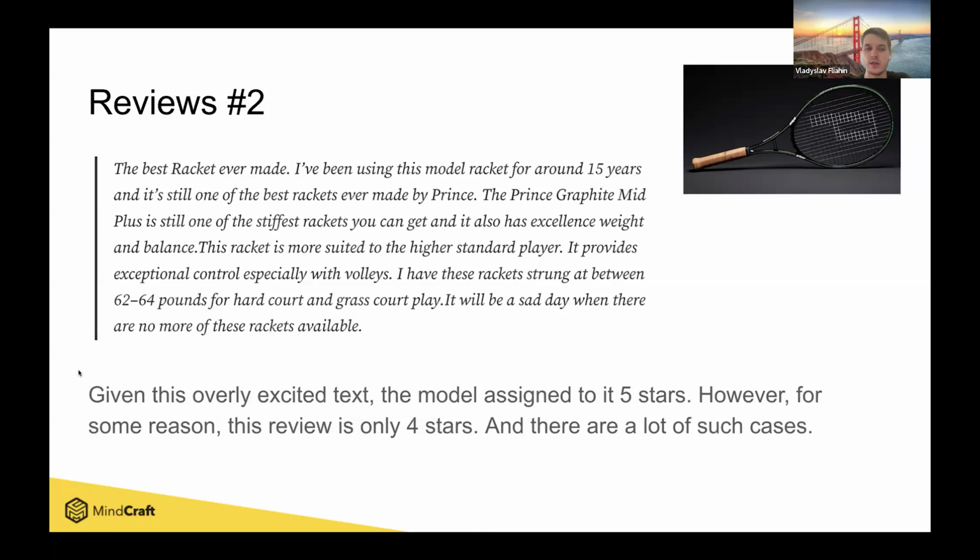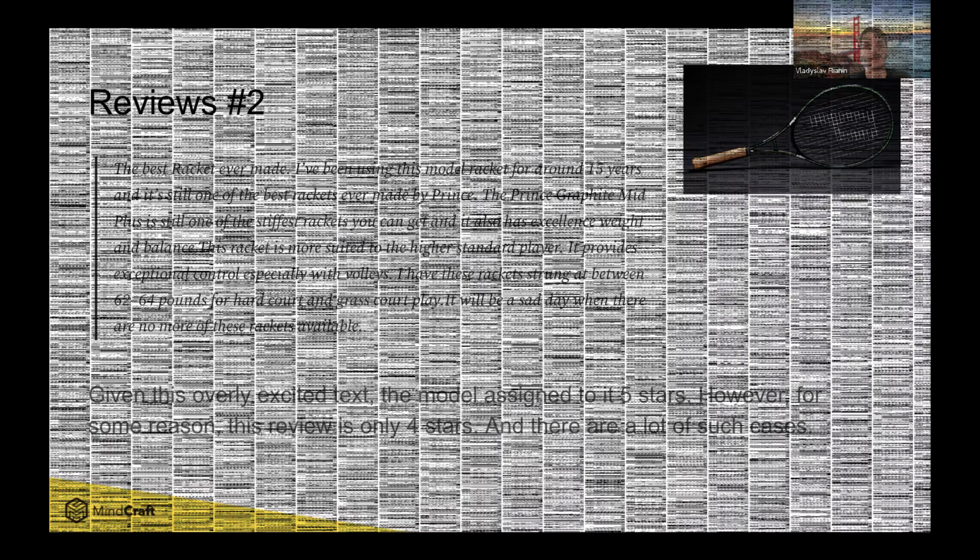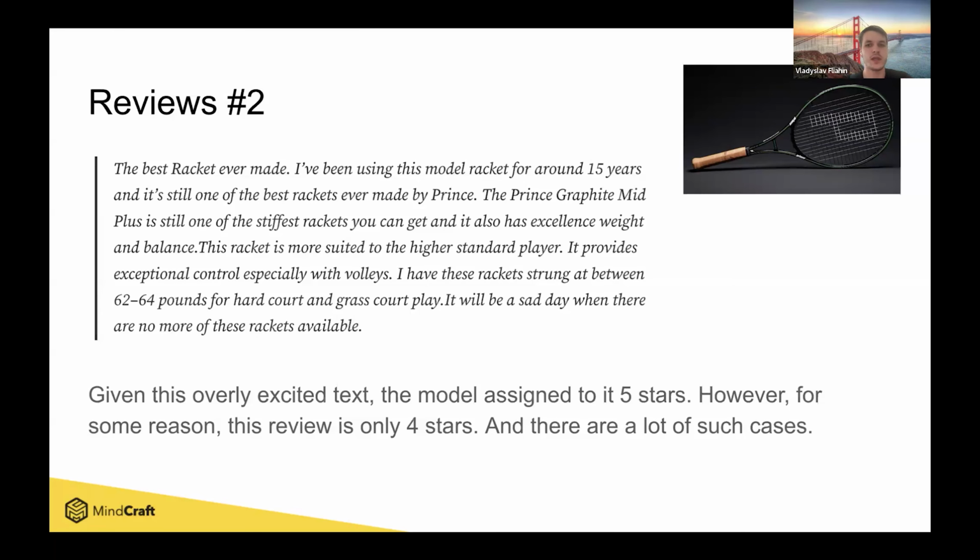And here we also have an example of overly excited text, and the model assigned it 5 stars, as I think you would also do. However, for some reason, the review is only 4 stars. There are a lot of such cases. The idea of this analysis was to show you how humans can be inconsistent in things like giving a score, providing a review, and so on, and that LLMs can assign a score from 1 to 5 much better based on the text description.